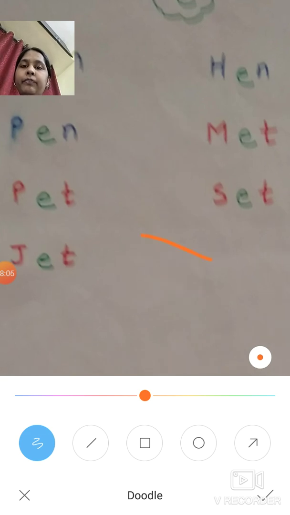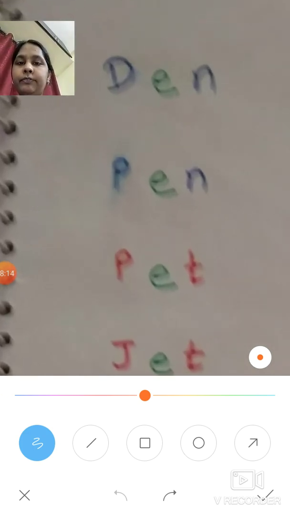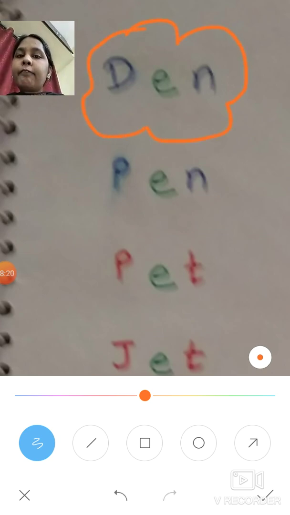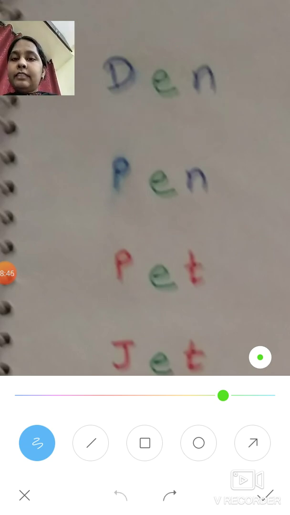Doodle. I'm going to take doodle. Now put your finger on the first word and try to read this word. D stands for D. E stands for A. And now, a few minutes before, I said day. Day. And this is not day. Den means a tiger's or lion's house, den. Okay. So now shift the frame to the next word.